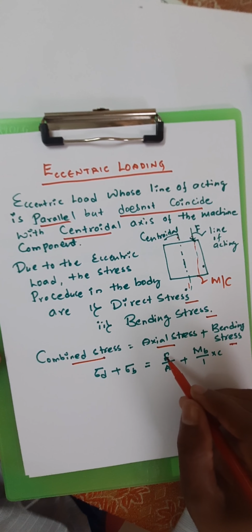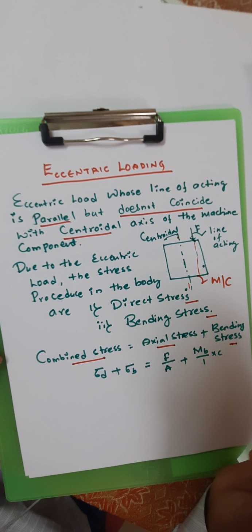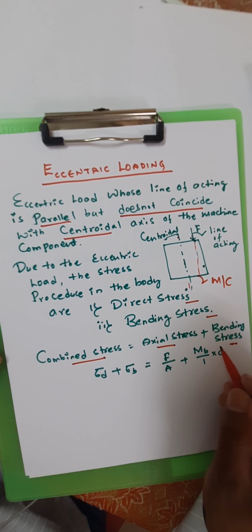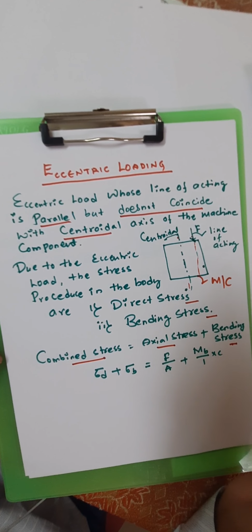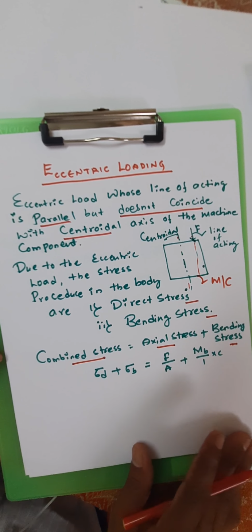What is the formula used to find the axial stress? That is F by A, where F is the axial load and A is the cross-sectional area of the machine component. And here we have the bending stresses. What is the equation used to find the bending stress? It is Mb by I into C, where Mb is the maximum bending moment, I is the moment of inertia, and C is a constant, that is d by 2. This is a brief introduction regarding eccentric loading.